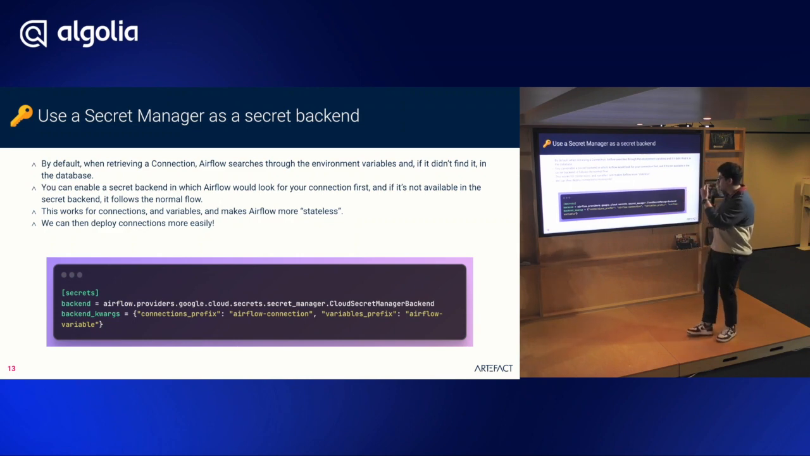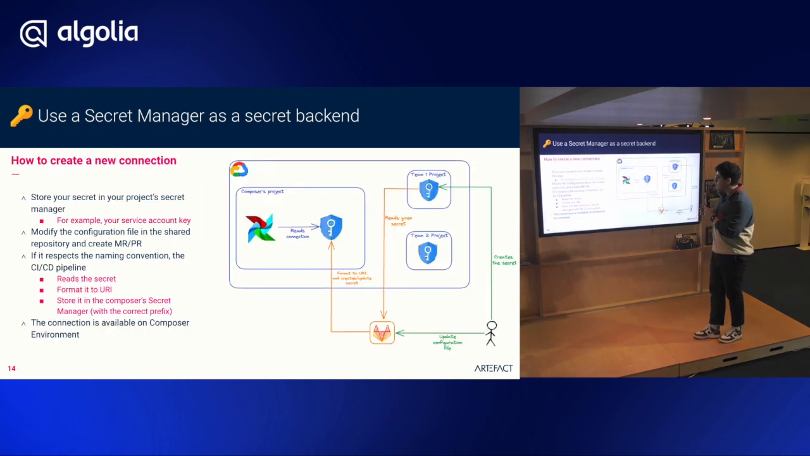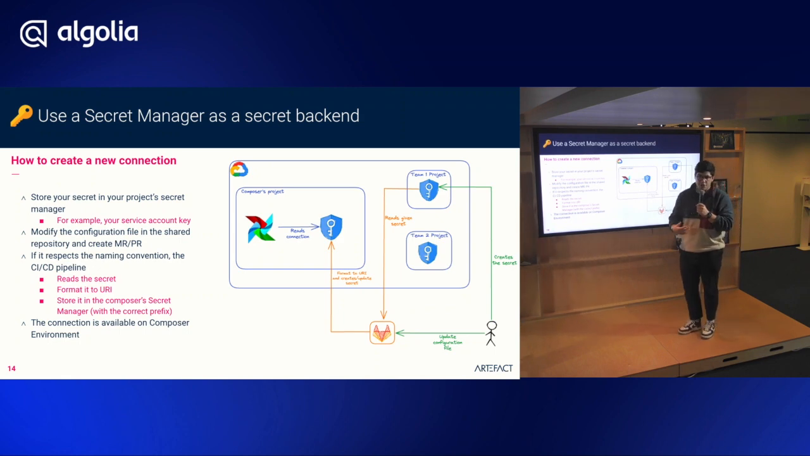This is a snippet of the code that you can use if you want to use the secret manager of GCP as a secret backend. So how did we decide to programmatically deploy all the connections and not go through the UI?